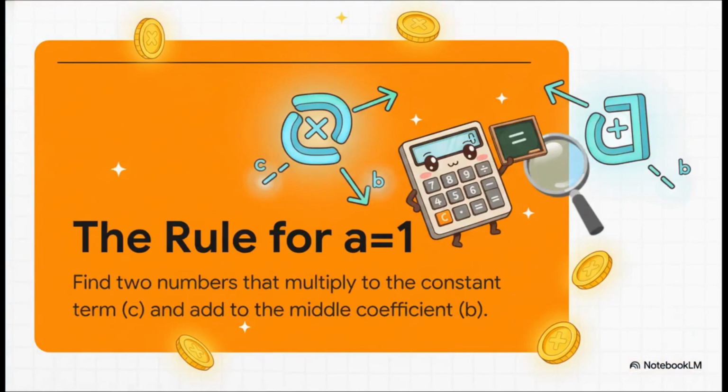So here's the secret. It's actually a fun little number puzzle. All you have to do is find two numbers that multiply to give you that last number, c, but add up to give you that middle number, b. That's it. That's the whole trick.